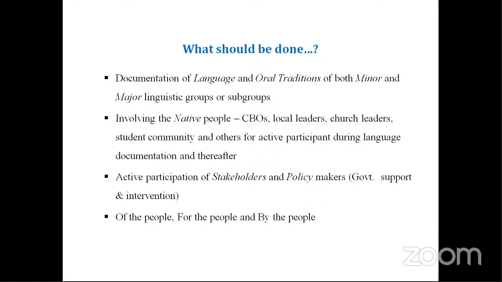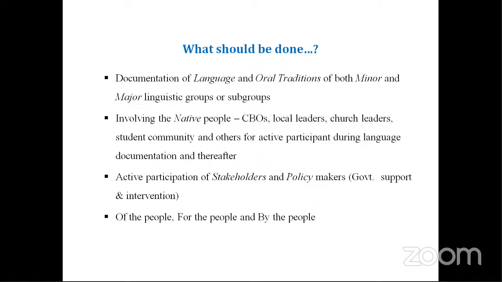We have data. As researchers, we can produce all this language, we can document everything. Now, the community has to support, and the policymakers and state government have to intervene. Then only our work will be successful at the end. Now, the last one is very important.